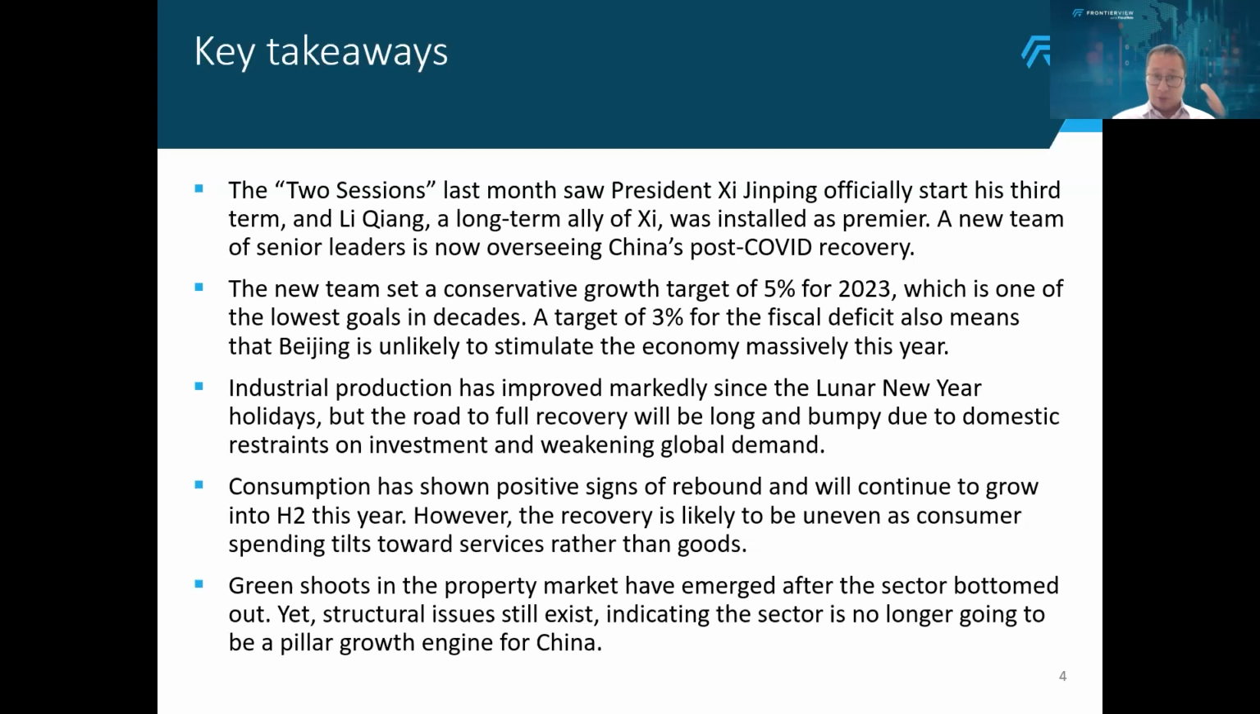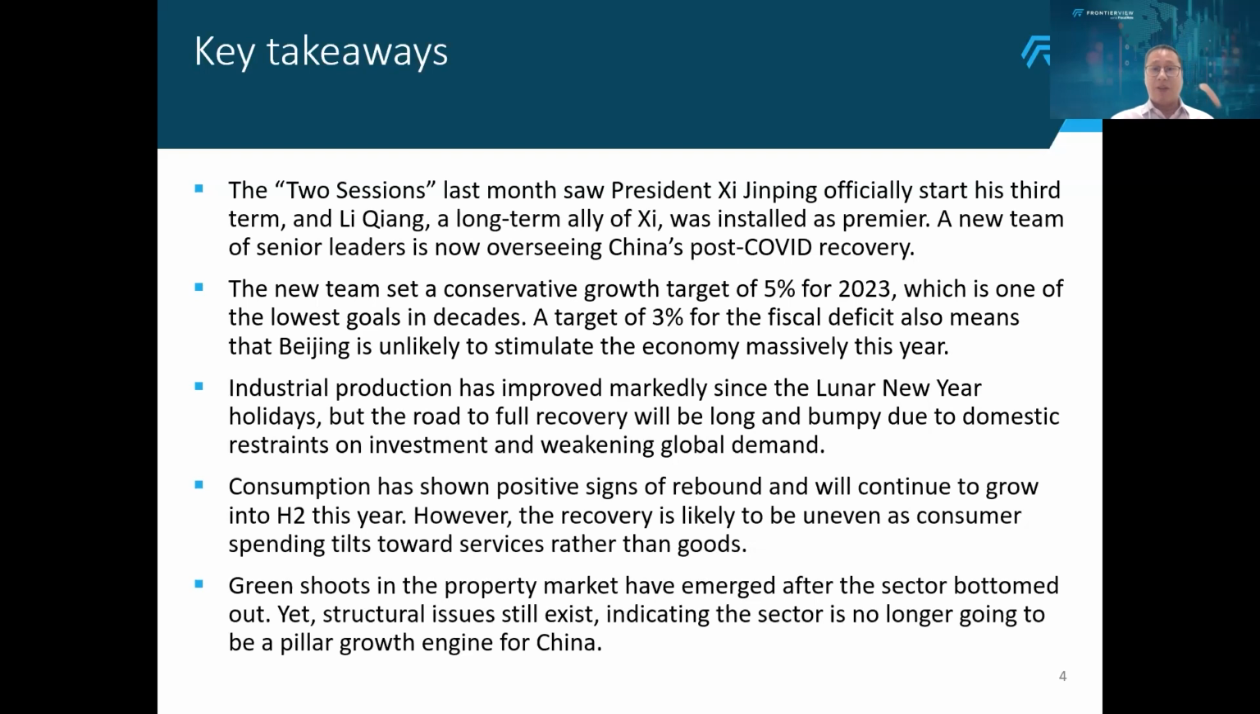When it comes to industrial production, we have to say that there has been marked improvement since the Chinese New Year holidays, but it is far from a full recovery. This road will be long and bumpy. There are factors both domestic and abroad. Domestically, we mentioned this 3% fiscal deficit target, and globally, there is going to be weakening demand around the whole world this year.